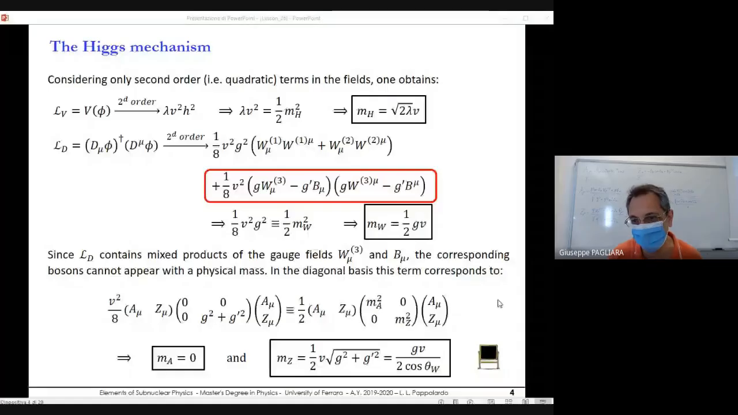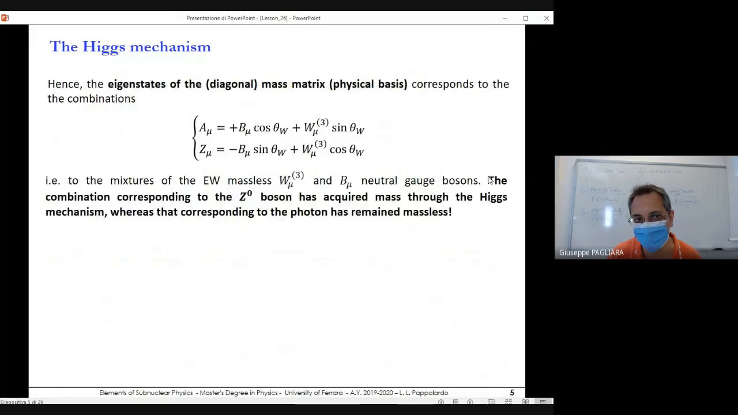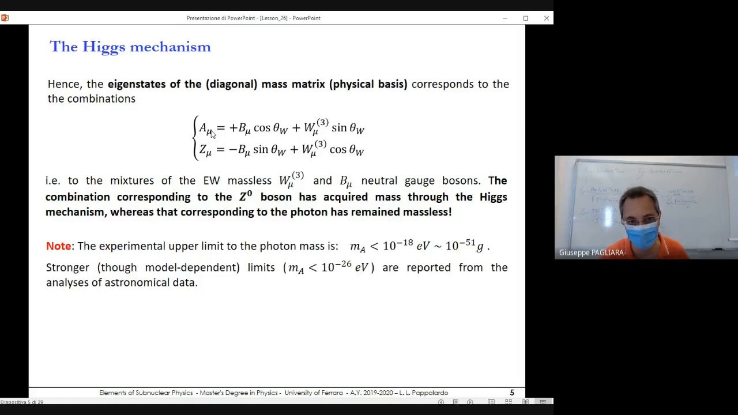One more slide and then we do a break. So the eigenstates of the diagonal mass matrix, so in the physical basis, correspond indeed to these two combinations, so to the mixture of the electroweak fields W3 and B mu, which are indeed the photon and the Z. Okay. So the combination corresponding to the Z0 has acquired mass through the Higgs mechanism, whereas the other combination corresponding to the photon has not. Okay, so the photon remains indeed massless in the mechanism.